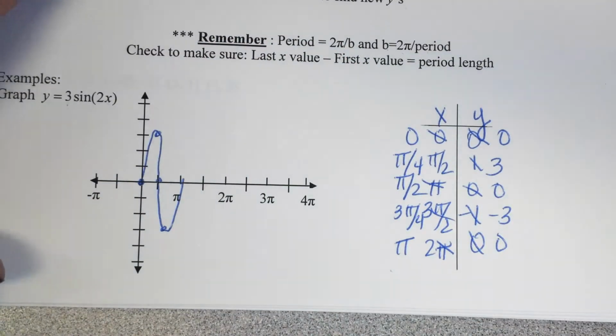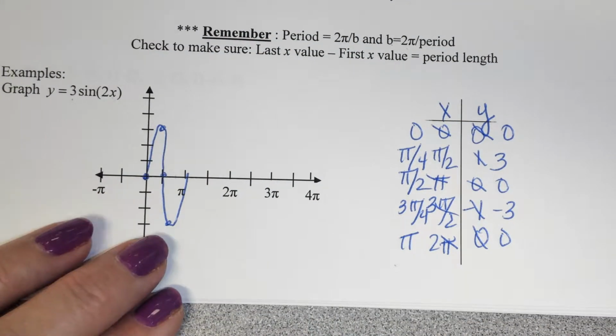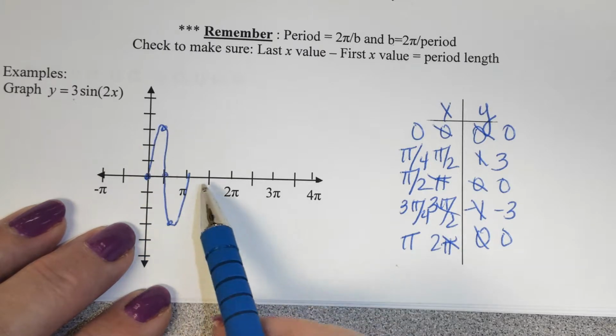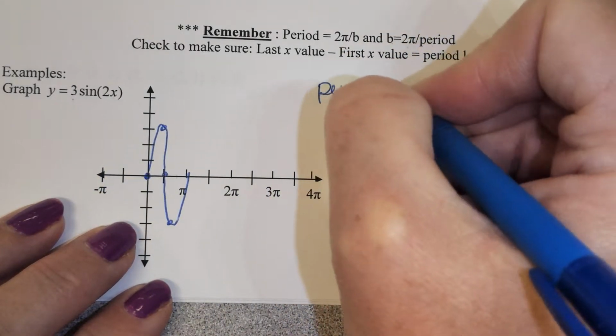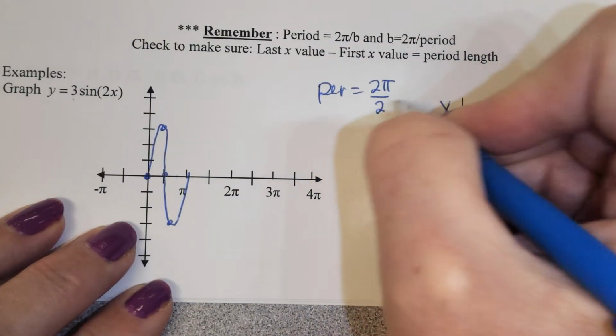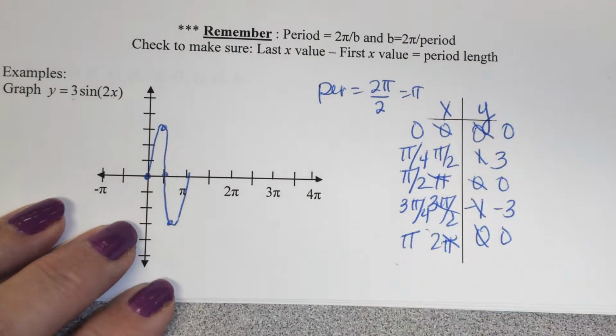And we're just going to graph one period. So the period is now pi, and I could figure that out by doing 2 pi over b, and I can see that that was pi.